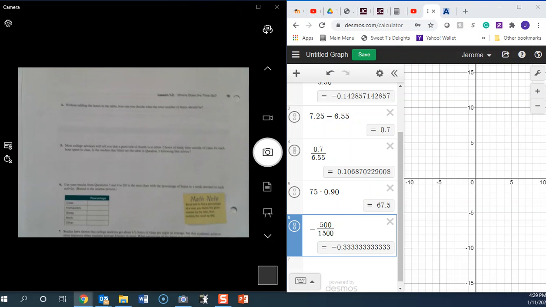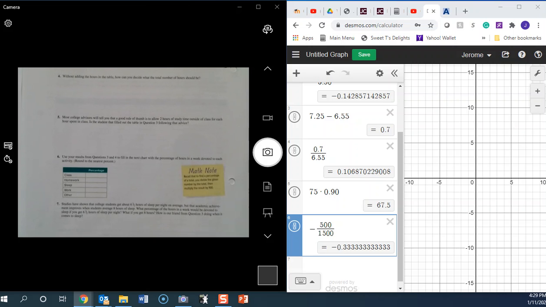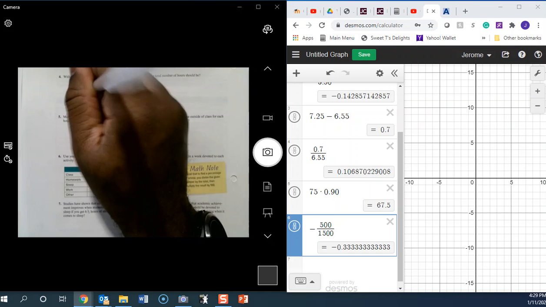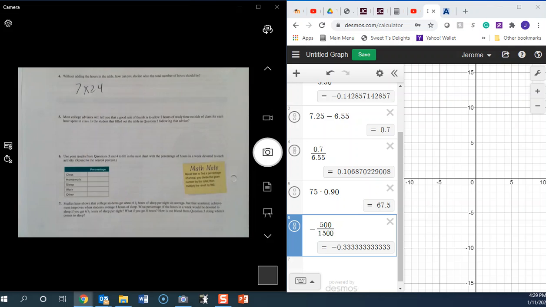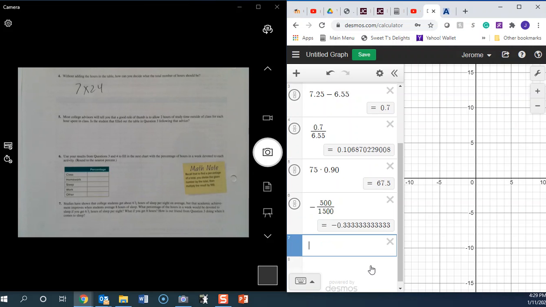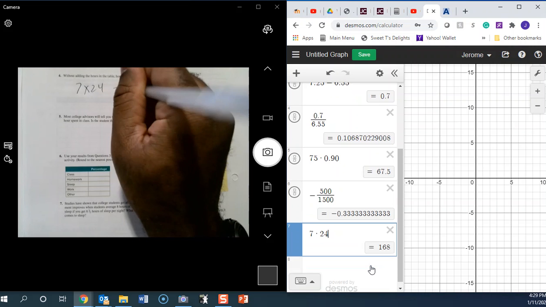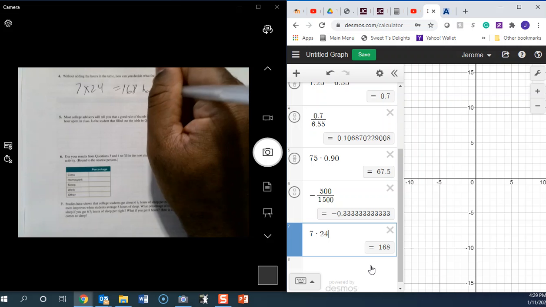We come down here to problem number 4. It says without adding the hours in the table, I already did that, but how can you decide what the total number of hours should be? Well, you think about it. There's 7 days in a week, 24 hours in a day. So you could just take 7 times 24, and that's how many hours you're supposed to have in a week, which is 168 hours.